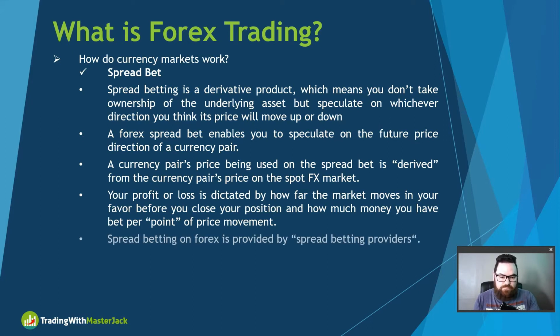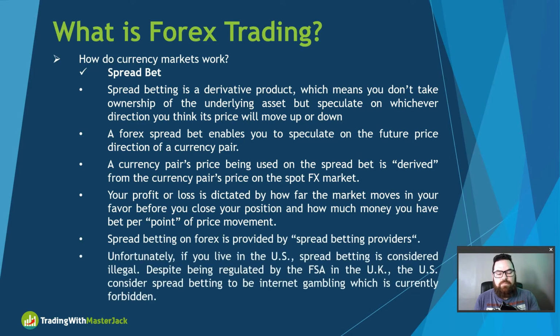Now we'll get into the details of that per point of price movement, understanding how that is calculated and how that works out. Spread betting on Forex is provided by spread betting providers, but unfortunately, if you live in the US, spread betting is considered illegal, despite being regulated by the FSA in the UK. The US considers spread betting to be internet gambling, which is currently forbidden. Which, fair enough, because spread betting at the end of the day has got tax benefits in the sense that it is considered gambling, but it's ultimately not really gambling if you know what you're doing. That is the idea. But at the end of the day, they do see it as online gambling, and that's why it is not allowed there.